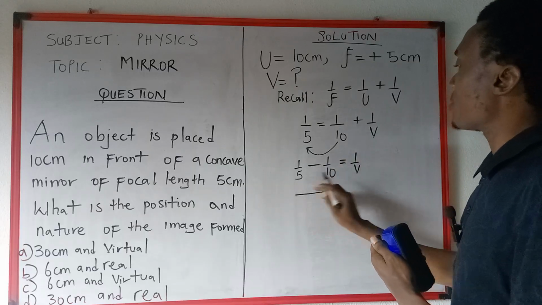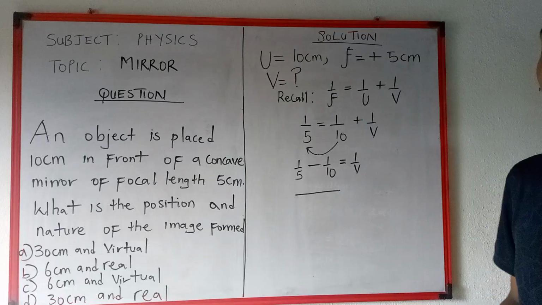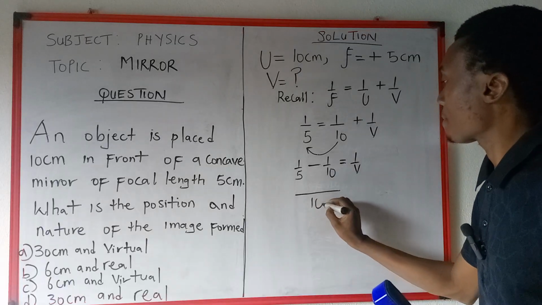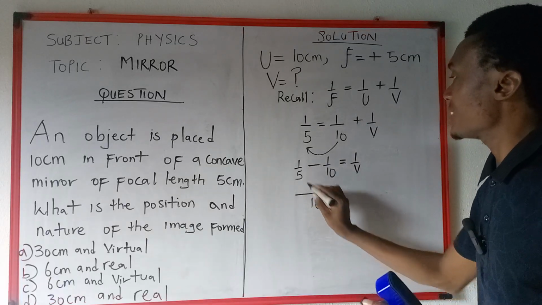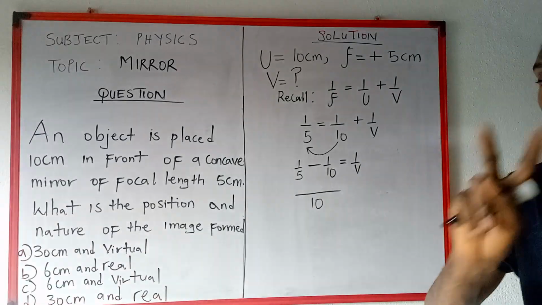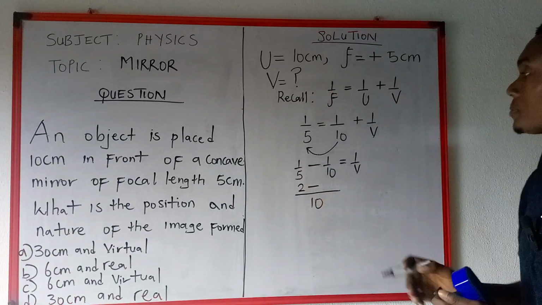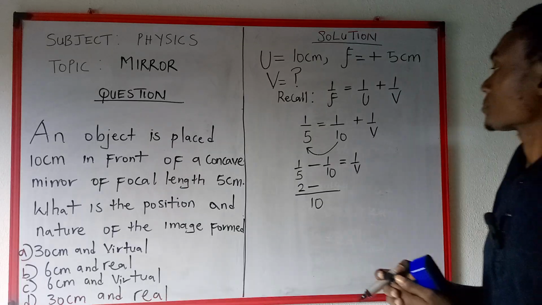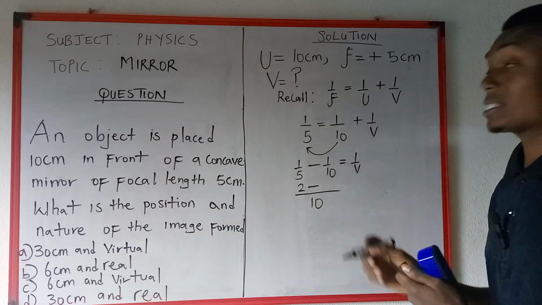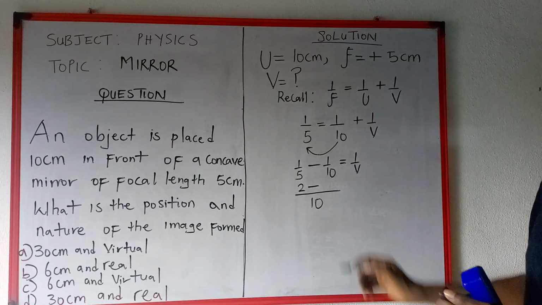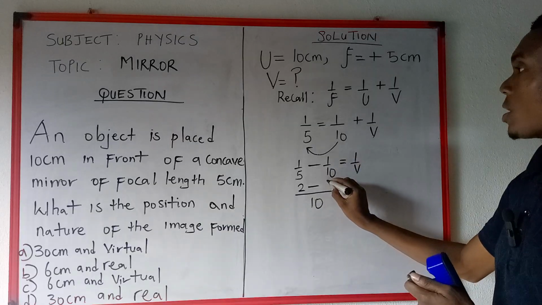Take the LCM of 5 and 10. When you take the LCM of 5 and 10, you're going to have 10. 10 divided by 5, you have 2. 2 times 1, 2. 10 divided by 10, you have 1. 1 times 1, 1.